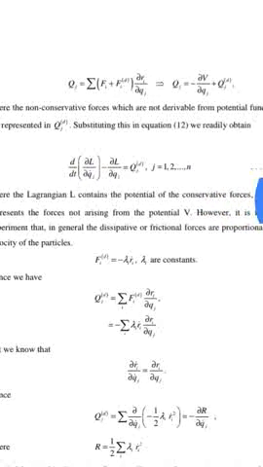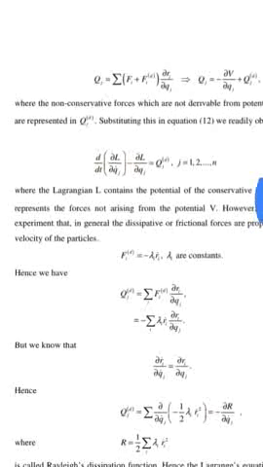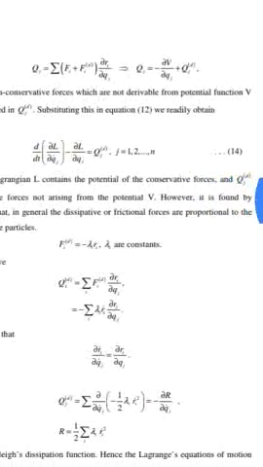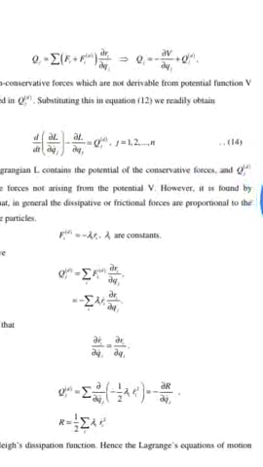So substituting this in equation 12, we readily obtain d by dt of del L by del qj dot minus del L by del qj is equal to Qj of d, for j is equal to 1, 2, 3 and so on, where the Lagrangian L contains the potential of the conservative forces and Qj of d represents the forces not arising from the potential V.